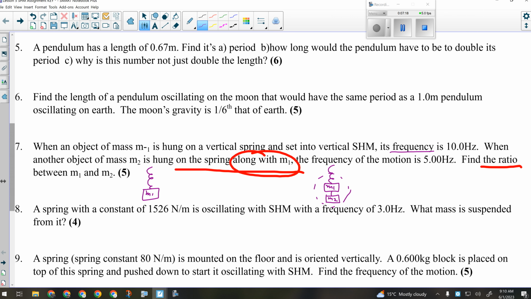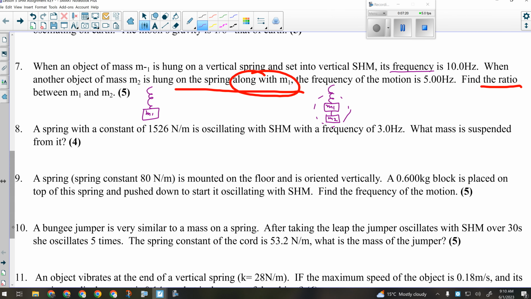All right, question number 8. A spring with a constant of 1,526 newtons per meter is oscillating with a frequency of 3 hertz. What mass is suspended from it? Don't overthink that one. It's pretty simple. It's just a mass on a spring.